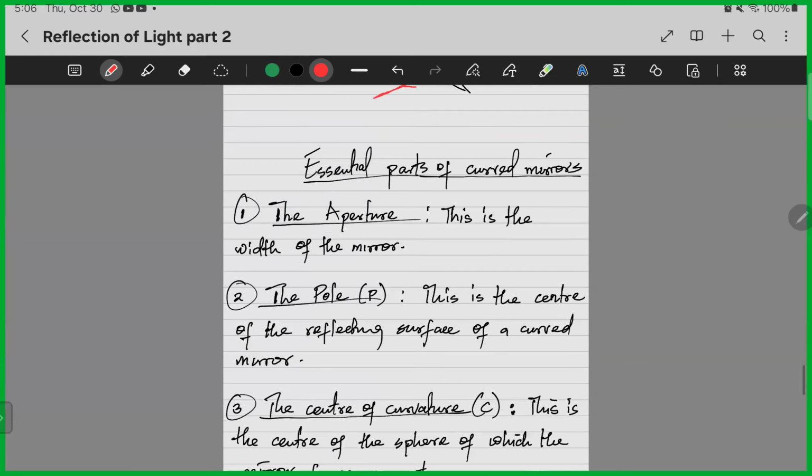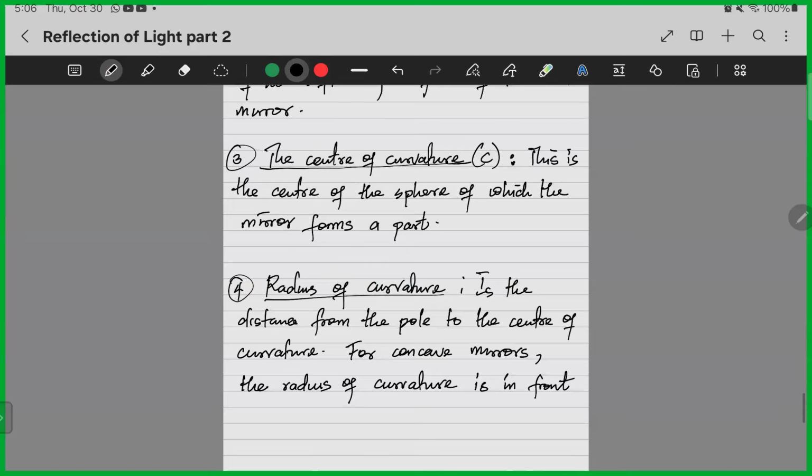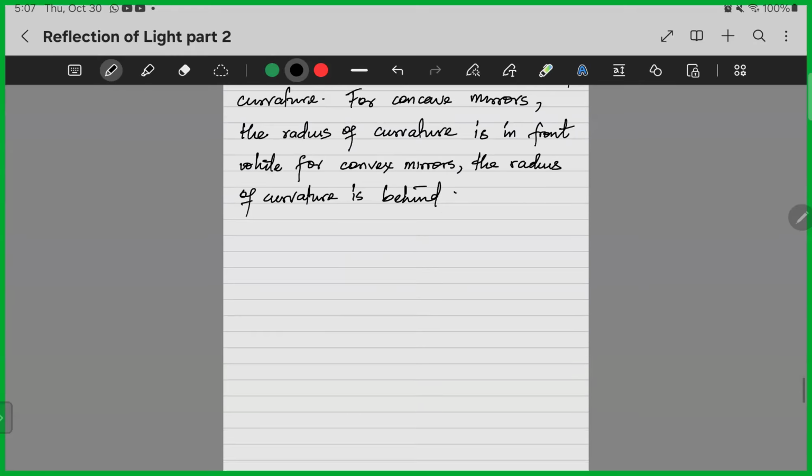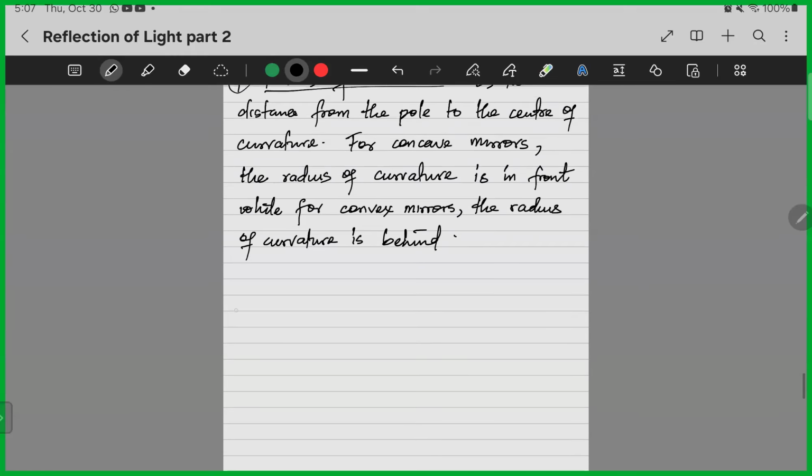So the idea is, for concave mirrors, the radius of curvature is in front, while for convex mirrors, the radius of curvature is behind. Straightforward point, but it can be a very key exam question.